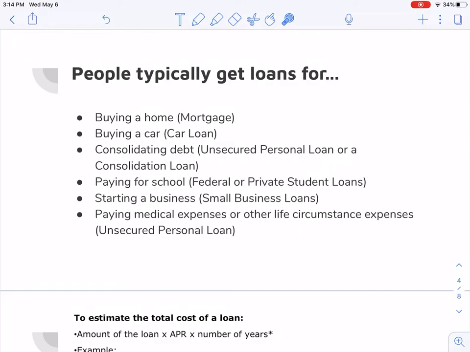They can seize assets. Unsecured loans are typically for things that don't have tangible collateral. So for an unsecured personal loan for medical expenses, there's no collateral for medical expenses. A lot of times unsecured loans tend to have higher interest rates because of that.